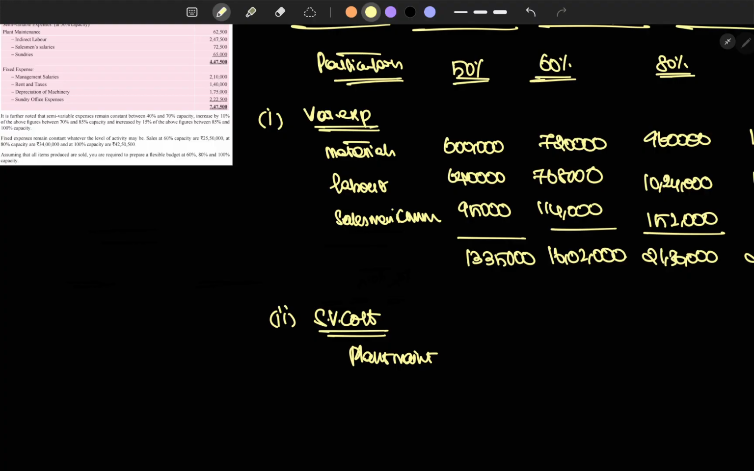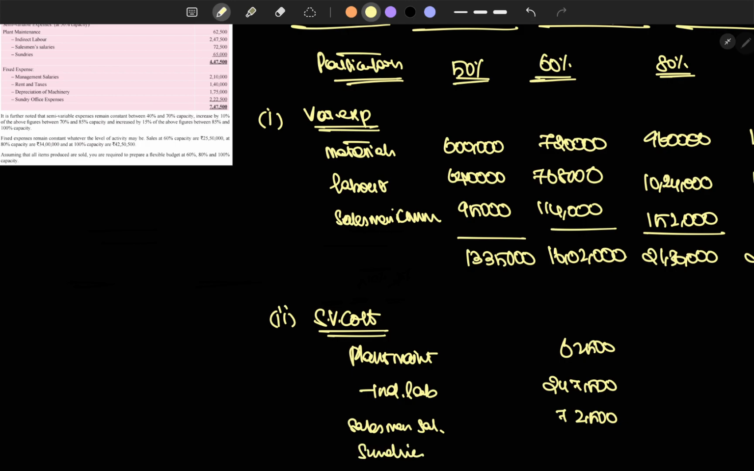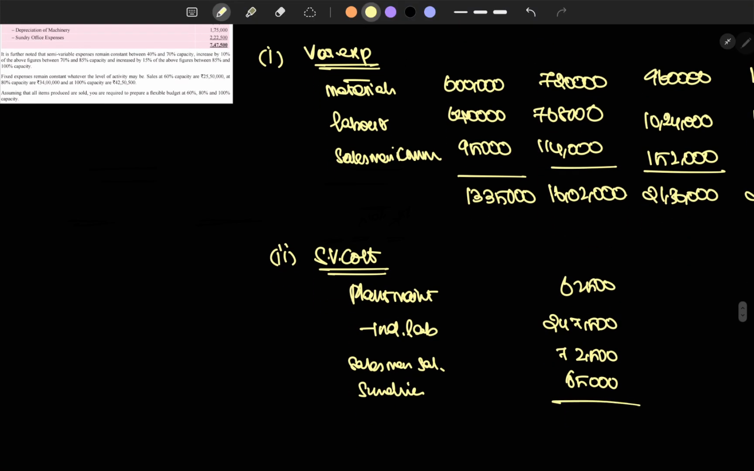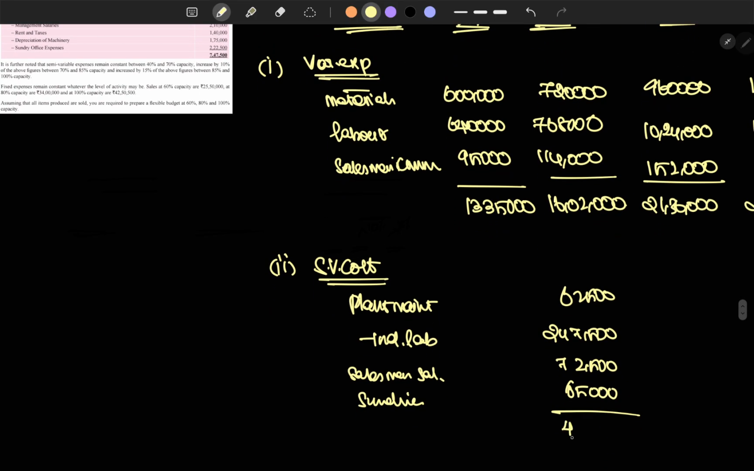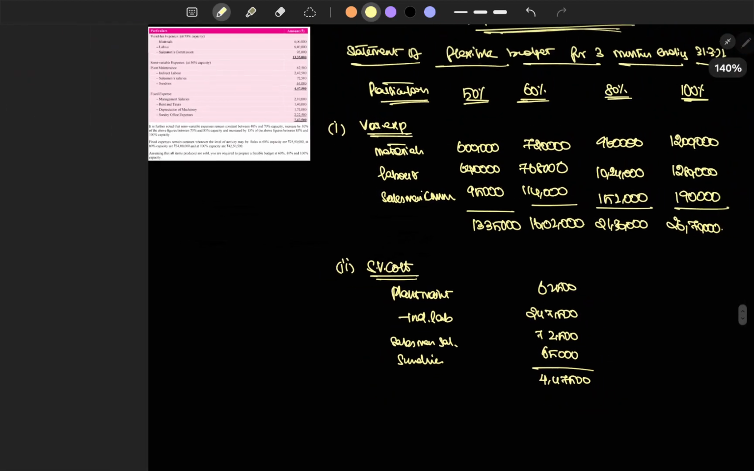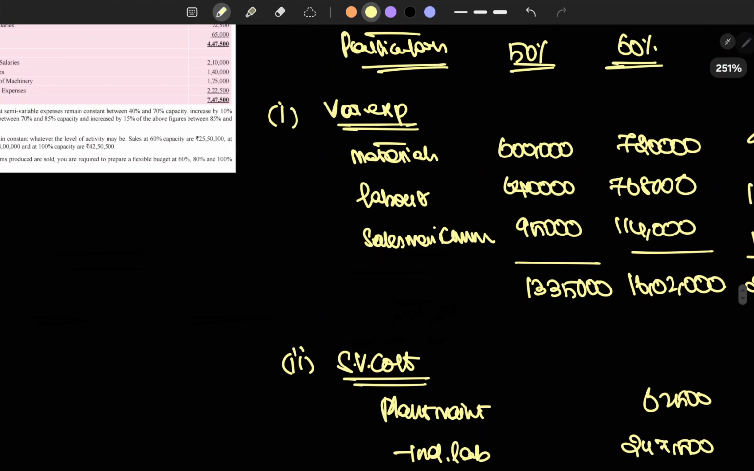Plant maintenance, 62,500. Indirect labor, which is 2,47,500, and then salesman's salaries, which is 72,500, and then sundries, which is 65,000. Okay, comes around 4,47,500.